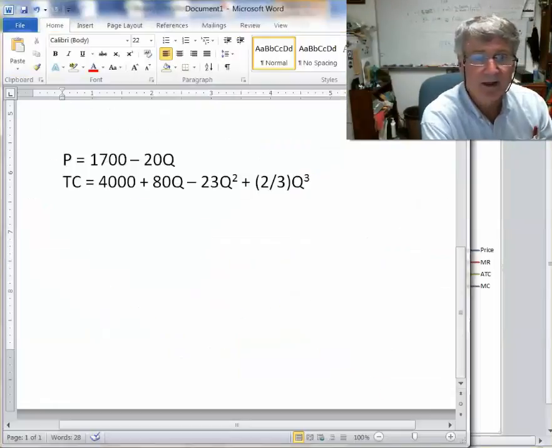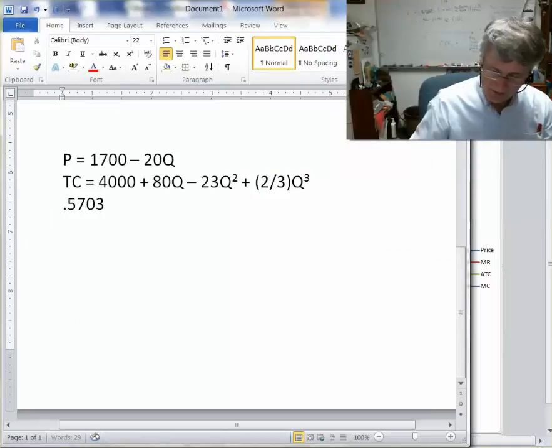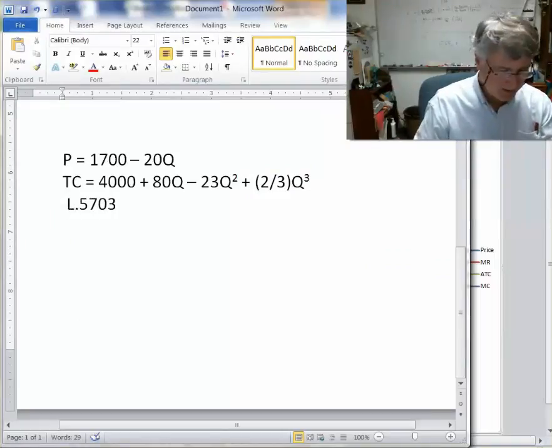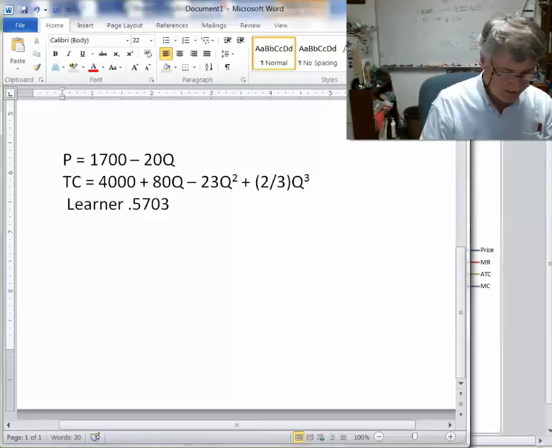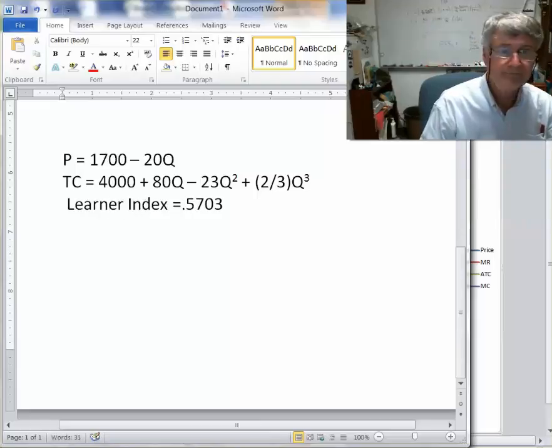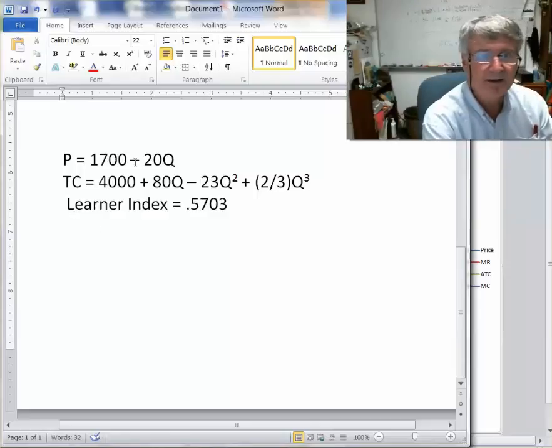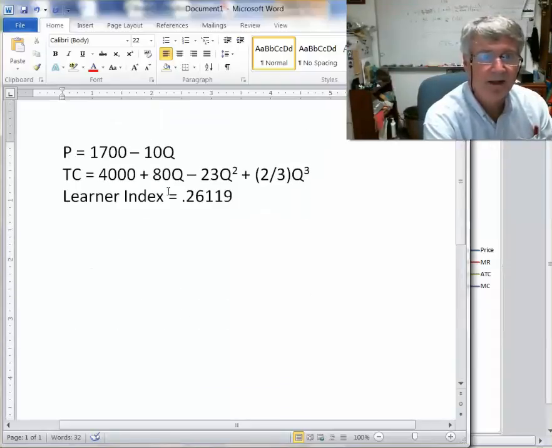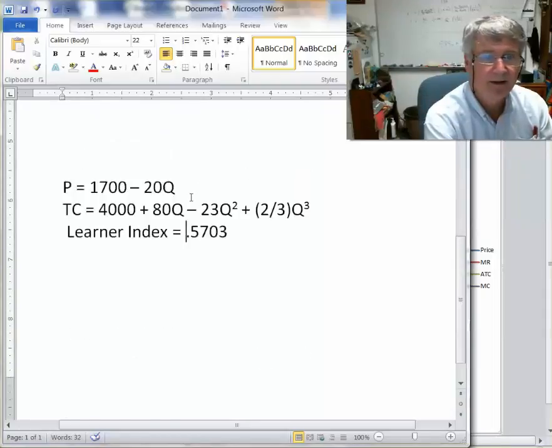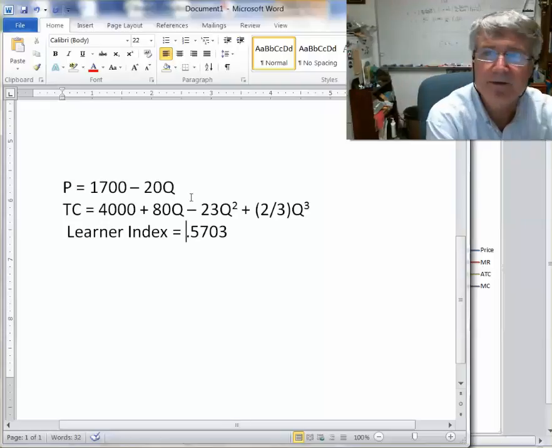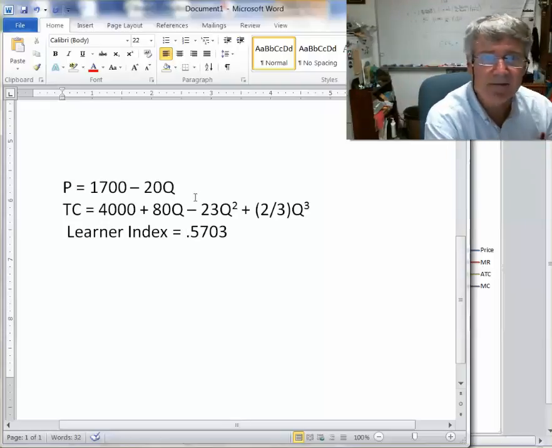So going back over here, 0.5703, that's my Lerner index. Okay, so let's see if that makes sense. In this case, there's more monopoly power. The Lerner index is higher. And in the other case, there's a little bit less monopoly power because the demand curve is less steep and the Lerner index is a smaller number. Hey, there's order in the universe. It all seems to work out.